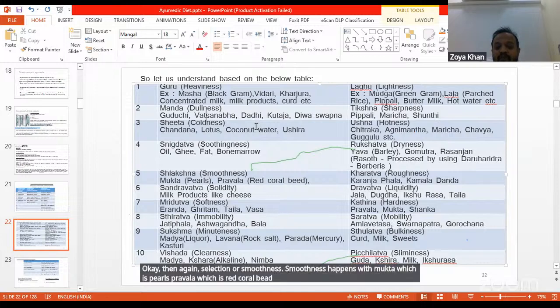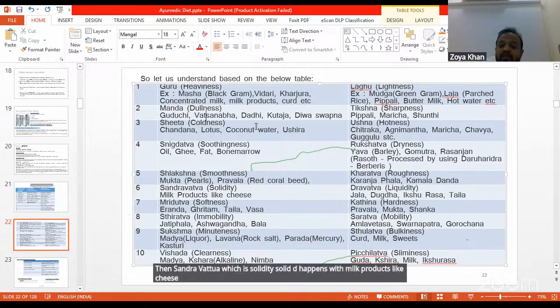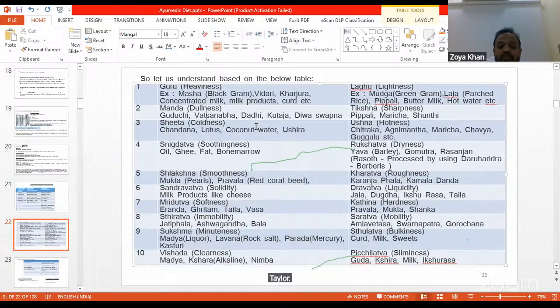Slakshana, which we say. Then Kharata, which is roughness. Roughness happens with Karanja Phala, Kamala Danda. Then Sandravatva, which is solidity. Solidity happens with milk products like cheese. Dravatva, which is liquidity, happens with Jala, Dugdha, Ikshu Rasa, Taila. Then Mrudutva, softness. Erenda Gritam, Taila, Vasa happen with softness.